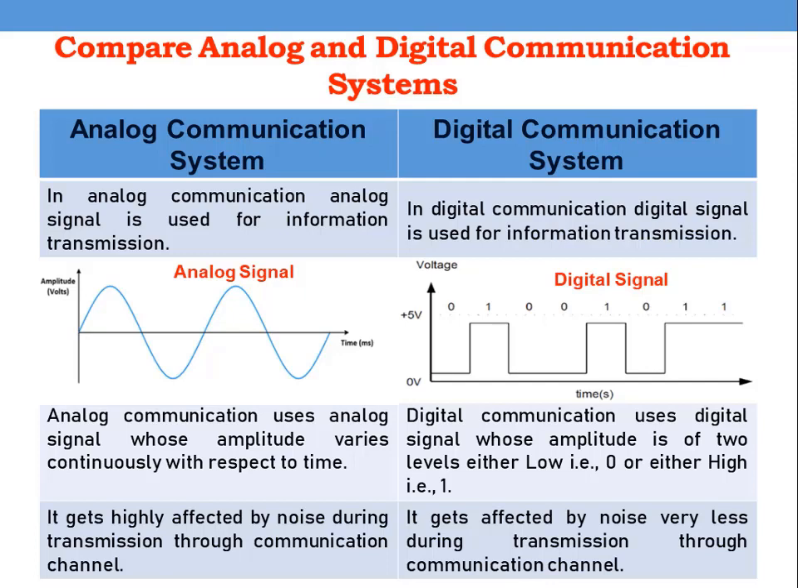Similarly, the next comparison is that in analog communication system, the analog signal gets highly affected by noise during transmission through the communication channel. That is the great technical trouble in analog communication system. This can be overcome by using a digital communication system, because in this system the digital signal gets affected by noise very little during transmission through the communication channel.